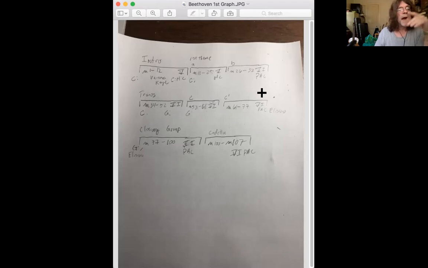If you just start blabbing away at everything, everyone's going to be lost, including yourself. And you can't do that without making this statement, all right? You need to make one for the development, make one for the recapitulation. For the development, you probably concentrate on things like key areas and the thematic material that's been worked out, and so on and so forth.